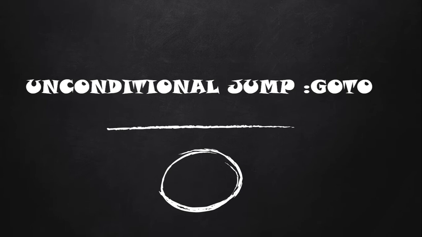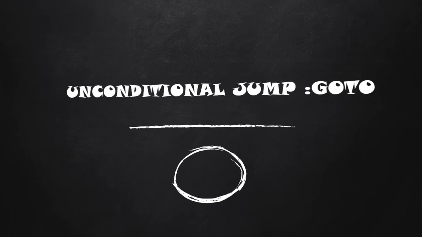Okay, now here we can learn about an unconditional jump instruction, that is the goto statement. Here we can transfer control from one point of the program execution to some other point without checking any condition. So we can learn about this goto statement in this video.